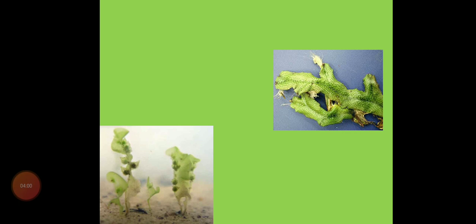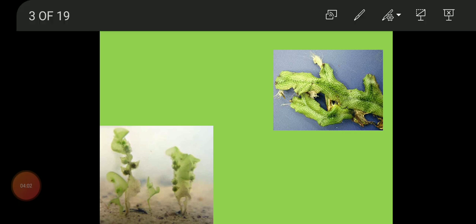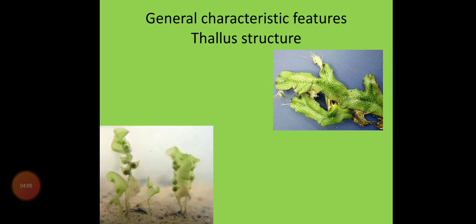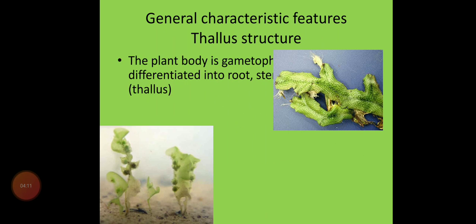Next, we will learn about the general characteristics of bryophytes, or the general characteristics of the thallus of bryophytes. See the pictures, the plant body is gametophyte. What do you mean by gametophyte? The plant which produces the gametes is called gametophyte. The plants which produce spores are called sporophyte. In bryophytes, the plant body produces gametes, that's why the plant body is called gametophyte.